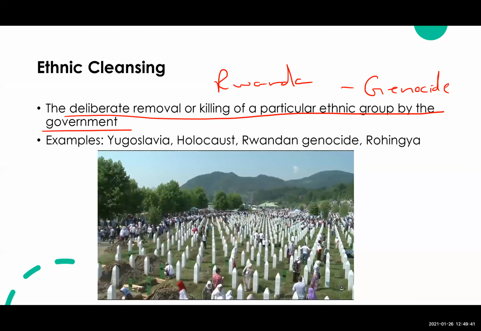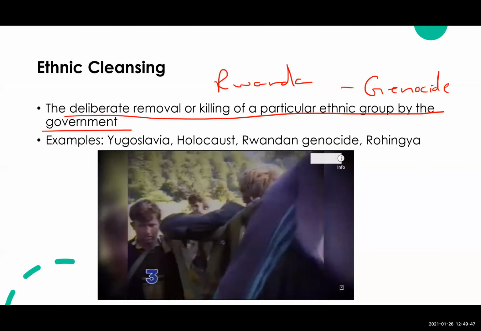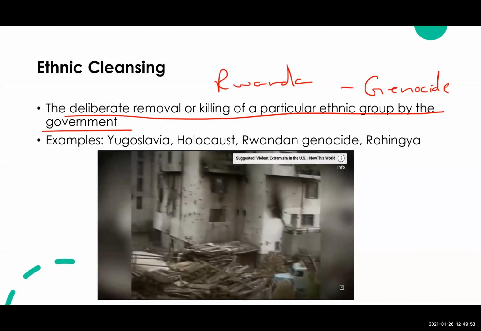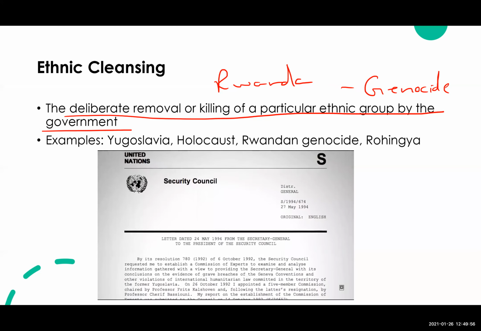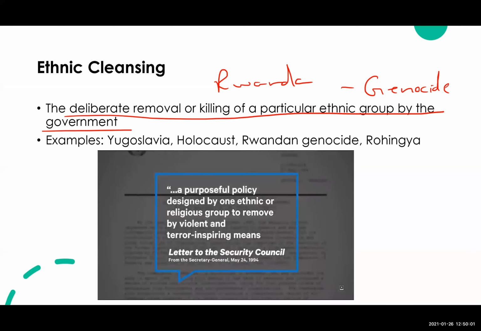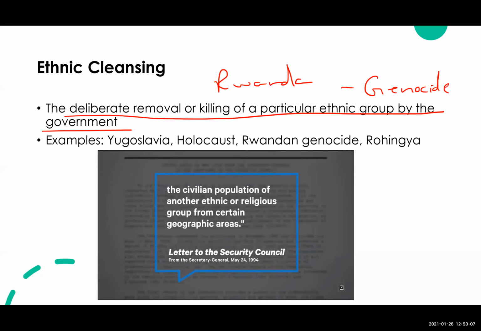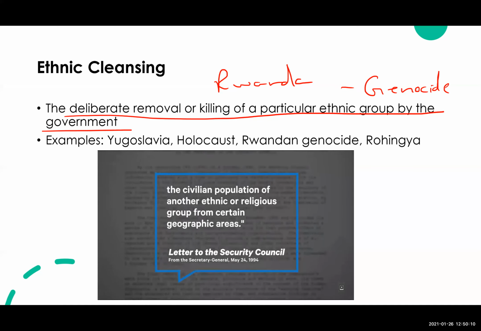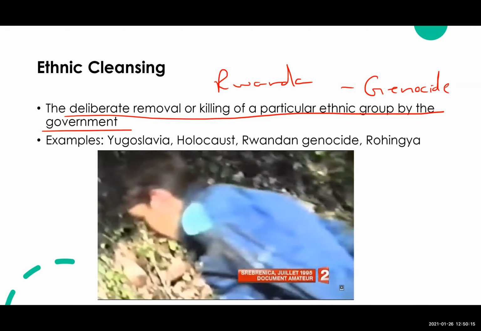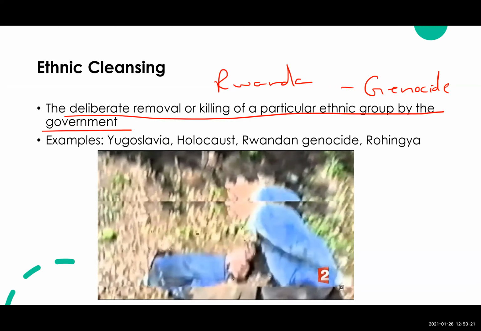international law. The first time the term was used on the world stage was during the conflict in the former Yugoslavia in the 1990s. The United Nations Commission of Experts was tasked with investigating if violations of international humanitarian law were committed there. On May 24, 1994, that commission released its findings where it described ethnic cleansing as, quote, a purposeful policy designed by one ethnic or religious group to remove by violent and terror-inspiring means the civilian population of another ethnic or religious group from certain geographic areas. Following the report's release, media and scholars began using the term for incidents of systematic and violent removal of an undesired ethnic or religious group from a given territory.